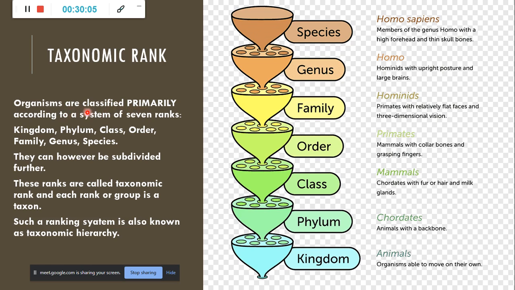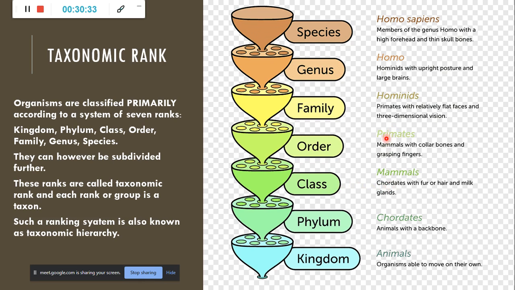Organisms are classified primarily according to a system of 7 ranks. They are species, genus, family, order, class, phylum, kingdom. You start with kingdom. Kingdom Animalia: animals, organisms able to move on their own. Chordates: animals with a backbone. Mammals: we call them mammals because they have hair and the young drink milk.